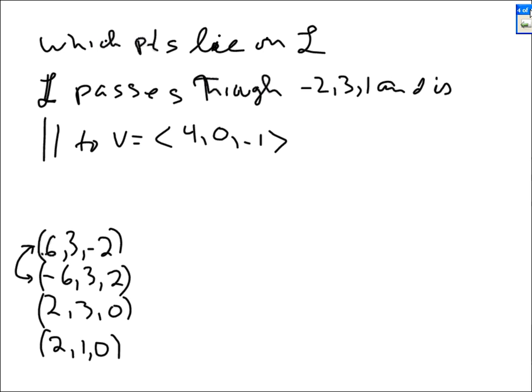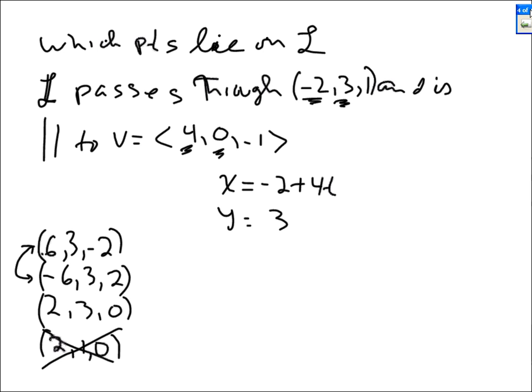Okay, so we know it passes through this. Let us write down the parametric equations. x is negative 2 plus 4t. y is equal to 3 plus 0t. That is just 3, which immediately tells me the last one is out, because y is always 3. The y value here was 1. And z is equal to 1 minus 1t, or just 1 minus t.